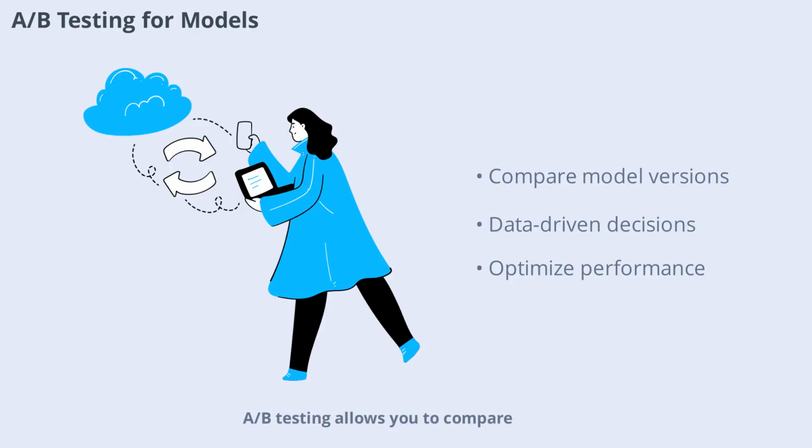A/B testing allows you to compare different model versions in a controlled environment. By splitting traffic between models and measuring performance, you can make data-driven decisions about which version to deploy. A/B testing reduces risk and helps you optimize models based on real-world results rather than assumptions.